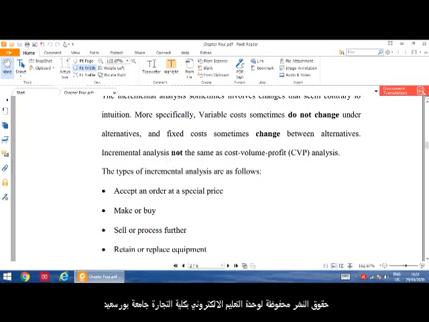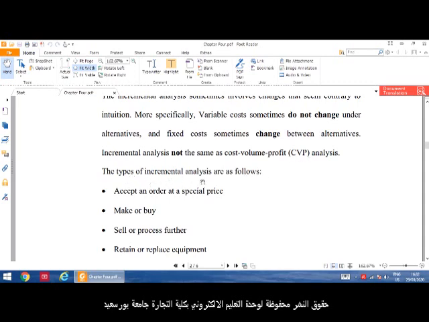Incremental analysis is not the same as cost-volume-profit analysis. We studied cost-volume-profit in the first semester in the course of managerial accounting. There is a difference between the incremental analysis approach and cost-volume-profit analysis.